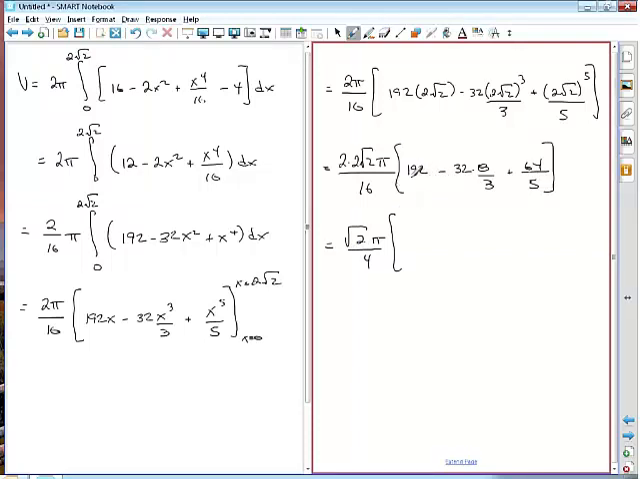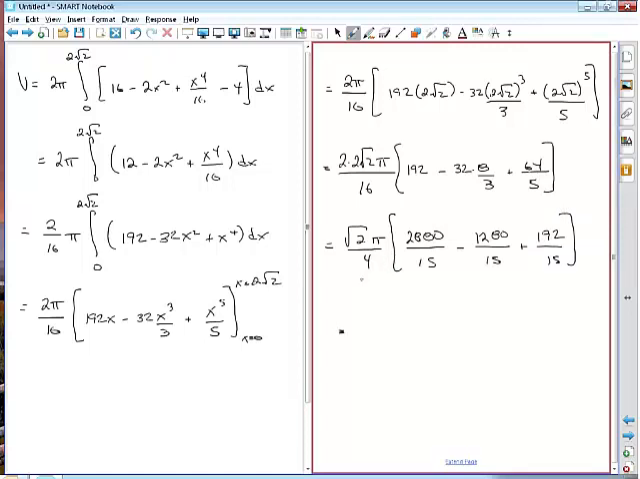So we have 192 times 15, which is 2,880 fifteenths, minus. We need to multiply by 5 to get 15 in both the numerator and the denominator. So we take 32 times 8 times 5. That's equal to 1,280 divided by 15. And then we have 64 times 3. So we'll get 15 again in the denominator.